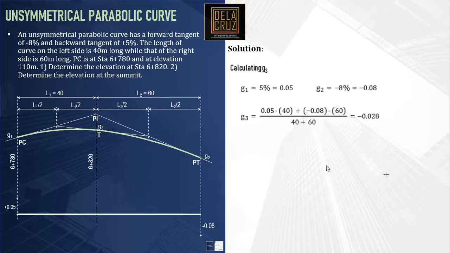Now, as you can see, G3 is negative 0.028, so we can plot our grade diagram. G3 is below the neutral line. It is somewhere here. So connecting these lines here, this is our grade diagram.